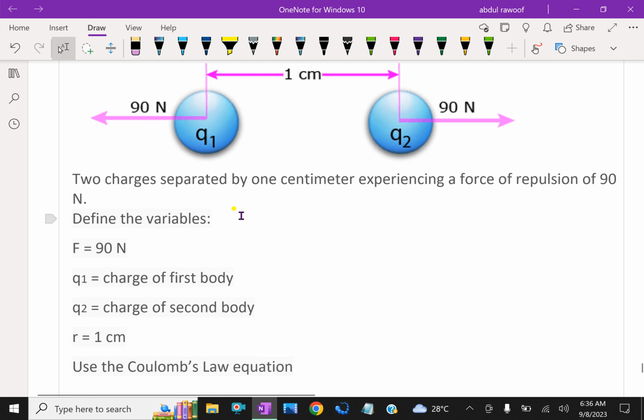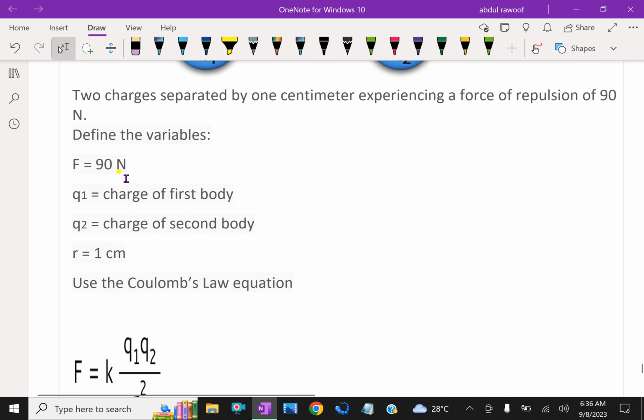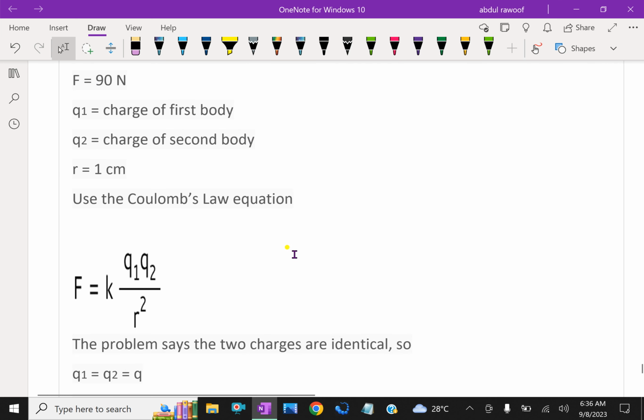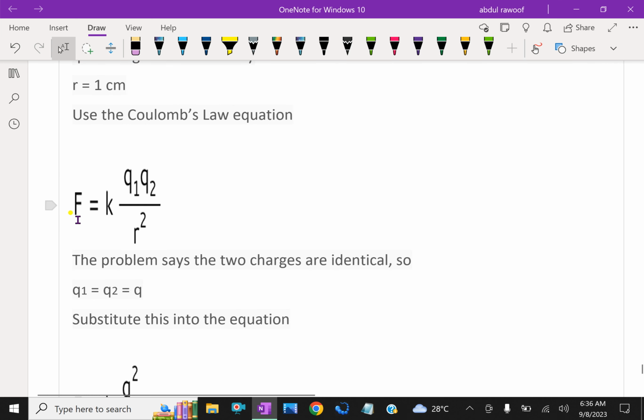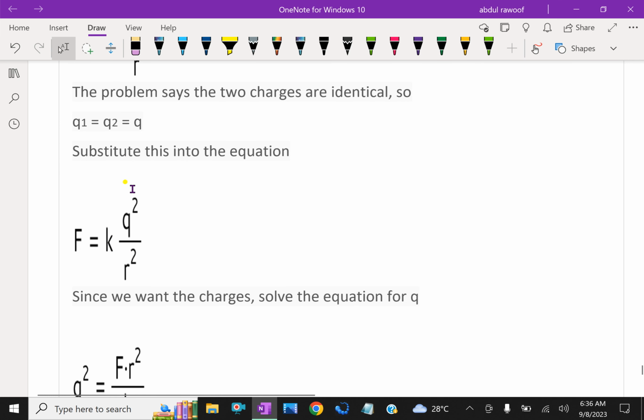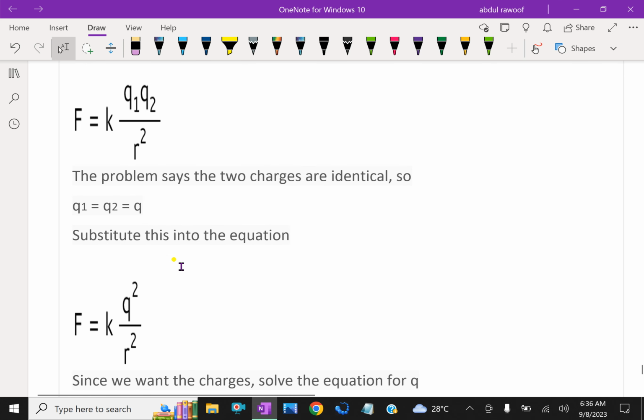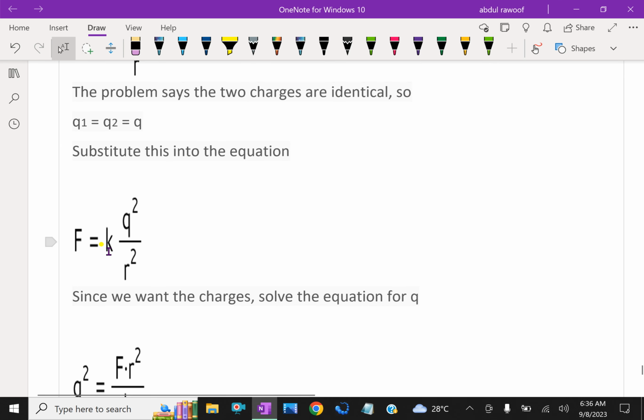Define the variables. F equals 90 newtons. Q1 is the charge of the first body, Q2 is the charge of the second body. Both Q1 and Q2 are equal. R is 1 centimeter. Using Coulomb's law, F equals K into Q1 Q2 by R square. The problem says the two charges are equal, so let both be Q, that is Q square. F equals K into Q square by R square.